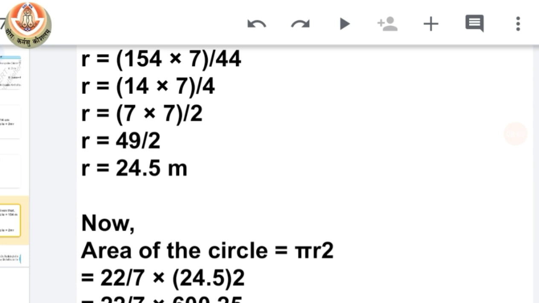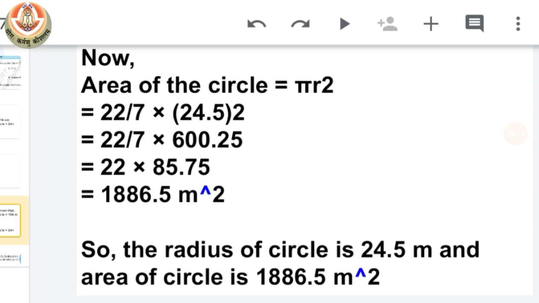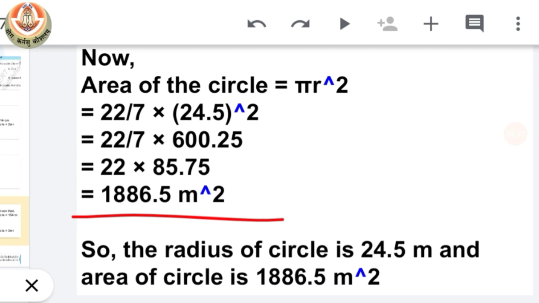Okay, now after finding the radius, we can easily find the area of the circle by just putting all the values, that is value of pi and radius, in the formula. Now after putting the value for pi and radius, our answer, that is our area for the circle, is 1886.5 meter square. Okay.